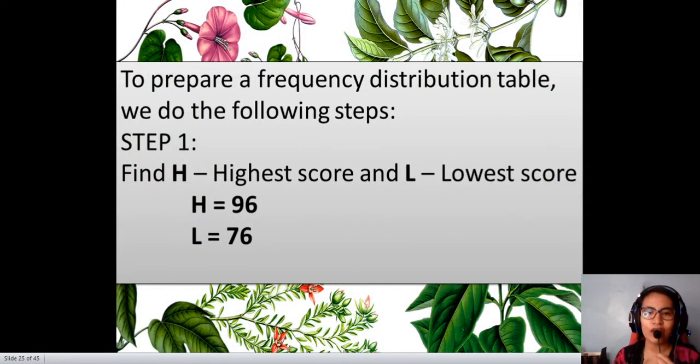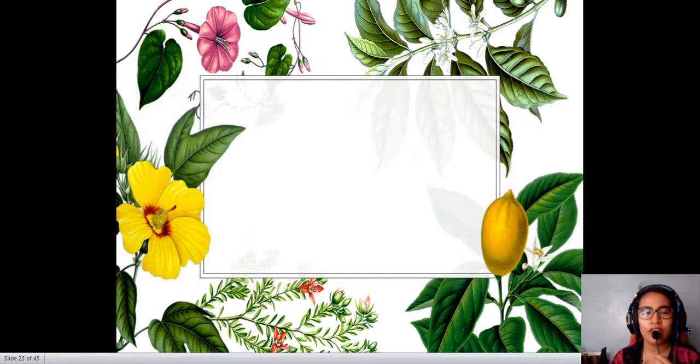We have another way of writing it when we have grouped data. To prepare a frequency distribution table, we also have the following steps. For step 1 this time, we need to find the highest score and the lowest score. So we already have it there. The highest score in our data is 96. The lowest score is 76. That is step 1.